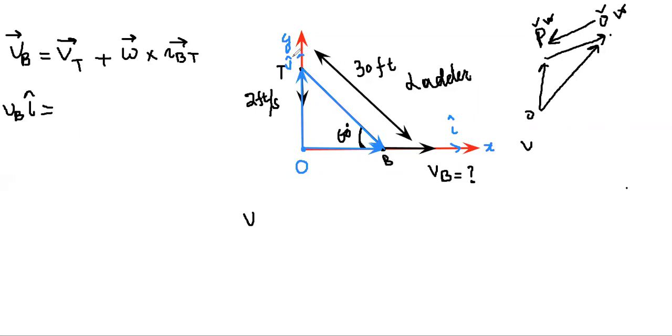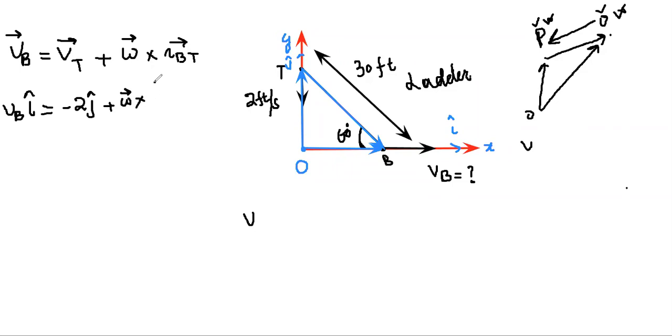It's moving in a direction negative to the j-axis with a velocity of 2 meters per second. So it is minus 2 feet per second j cap, plus, we are not given the angular velocity of the ladder, so we will write this as omega. Omega is not known to us, we'll write this as omega cross RBT.